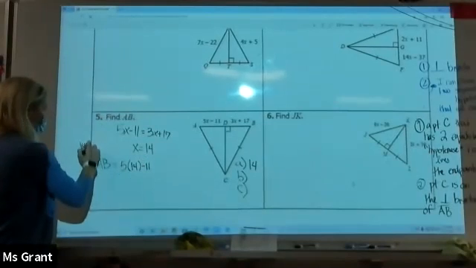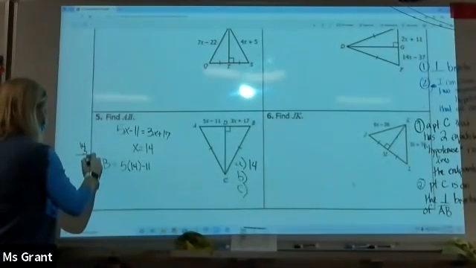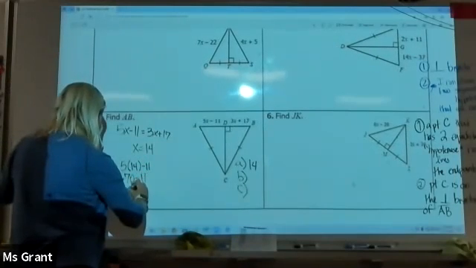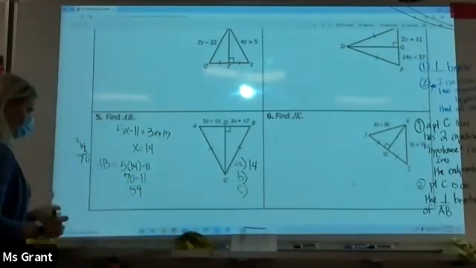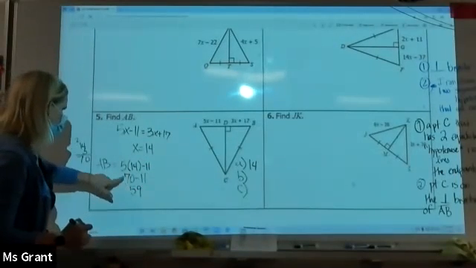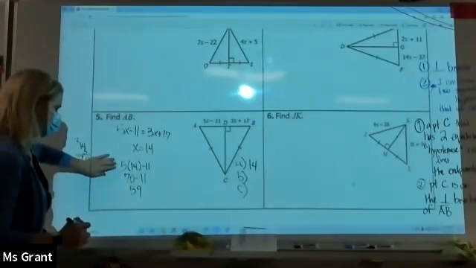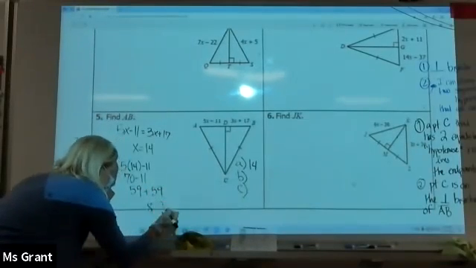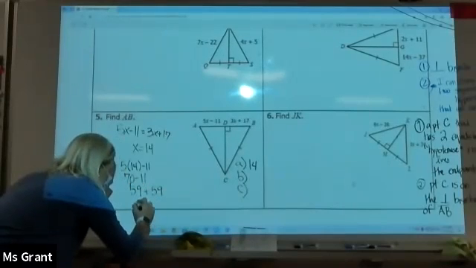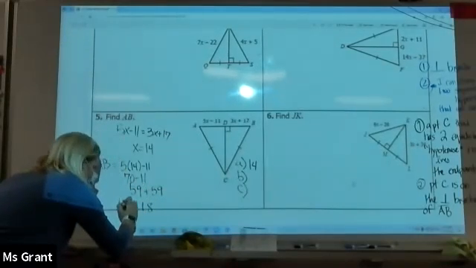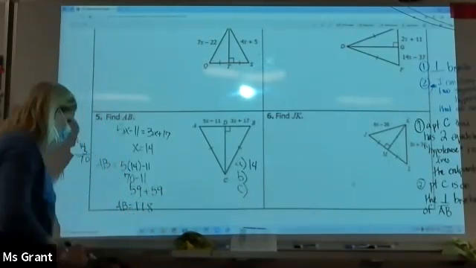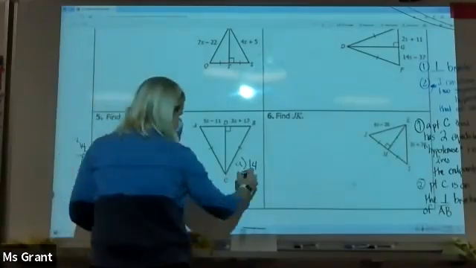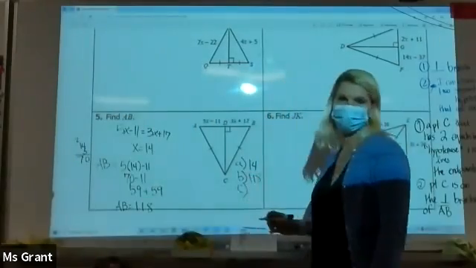right? And double it. I don't know, 70 minus 11, 59. 59 is the 1/2 of AB, right? 118. AB equals 118. So then you'd have 118 as your other choice.